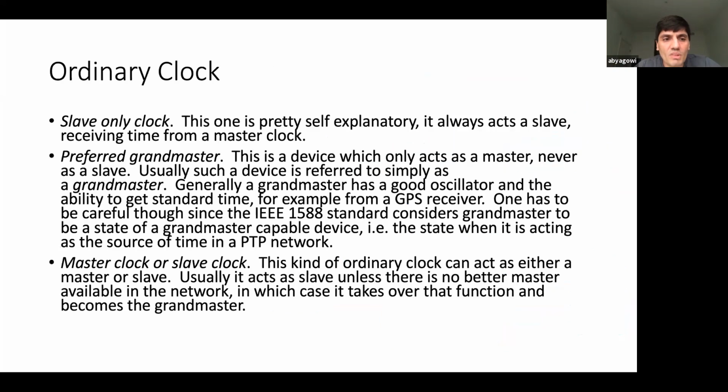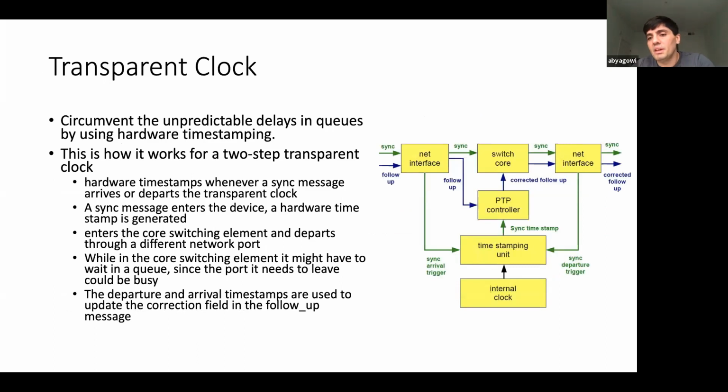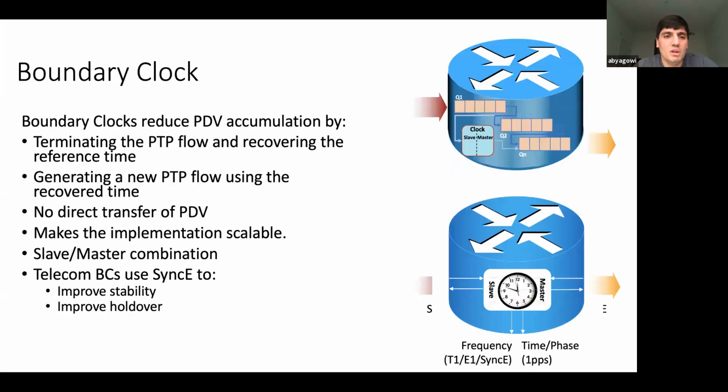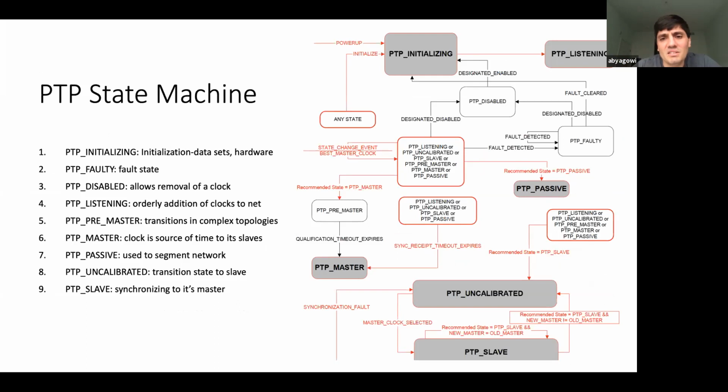So an ordinary clock, as we said, is the consumer, and a transparent clock acts in a way that it doesn't exist. We don't need to get into the internal mechanism, but it looks at the ingress and adds the egress as the packet goes through. And the boundary clock, as I said, terminates the sync on one end and acts as if it is the master clock from the other side. There are also some states, which is more technical, when it comes to PTP, where you go between synchronization and so on.